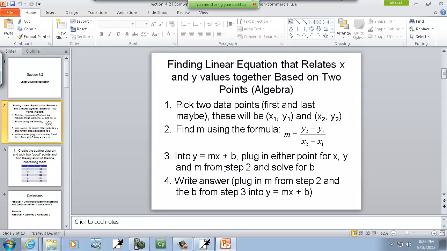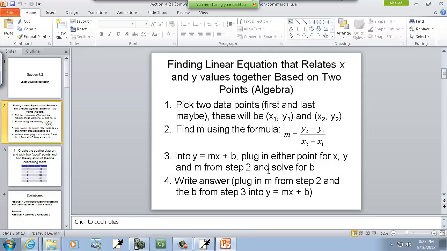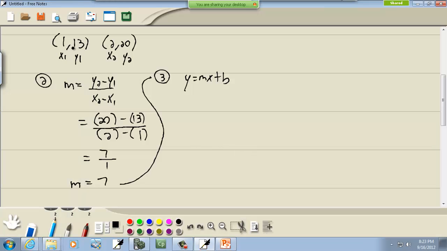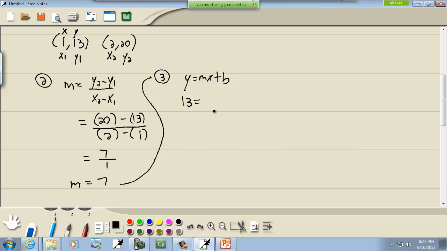Step 3, into y equals mx plus b, plug in either point for x and y. It doesn't matter which one you pick. I'll pick this first point, so I'll plug that in for x, plug that in for y. So I got 13 there. And it also says plug in m from step 2. m we just said was 7. So put 7 there, put the x here, plus b. Now if I take the 7 over, it becomes negative 7. And we get b is equal to 6.